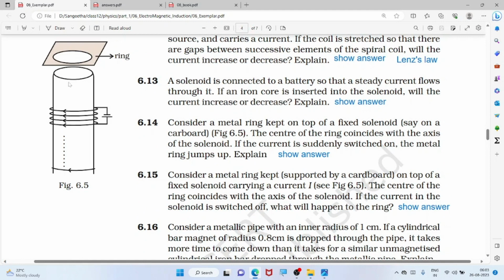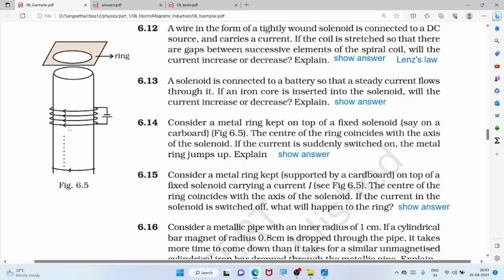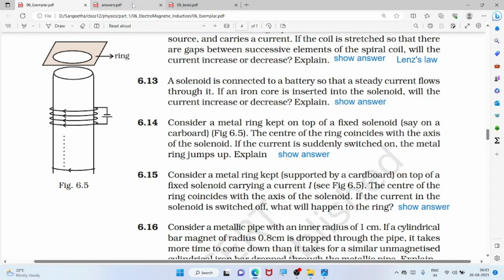Consider a metal ring kept on top of a fixed solenoid, say on the cardboard shown here. The center of the ring coincides with the axis of the solenoid. The current is suddenly switched on and the metal ring jumps up. When it is switched on, a magnetic field is formed at the center of the solenoid, and the field will be strong at the center.